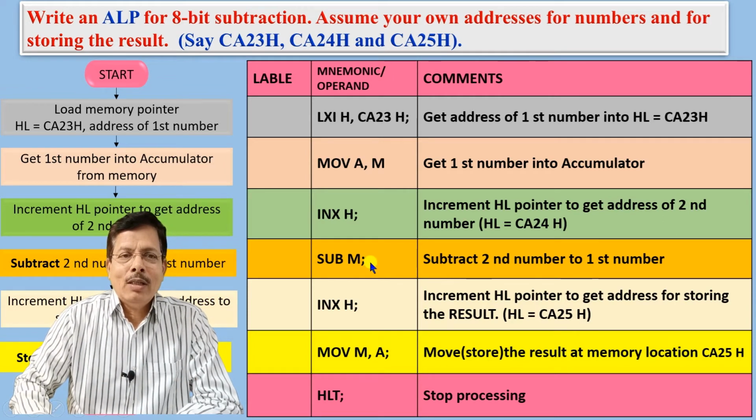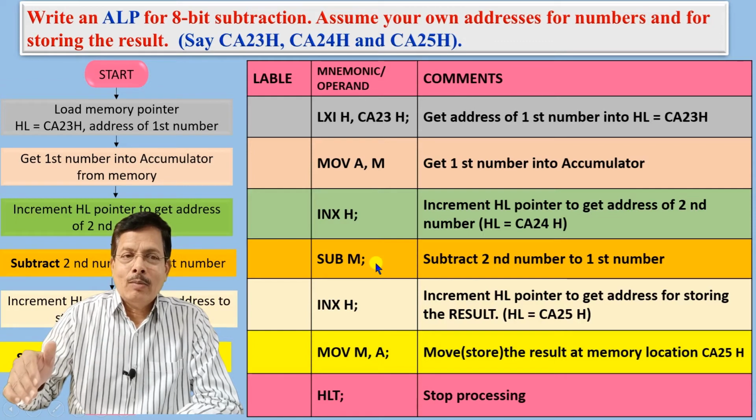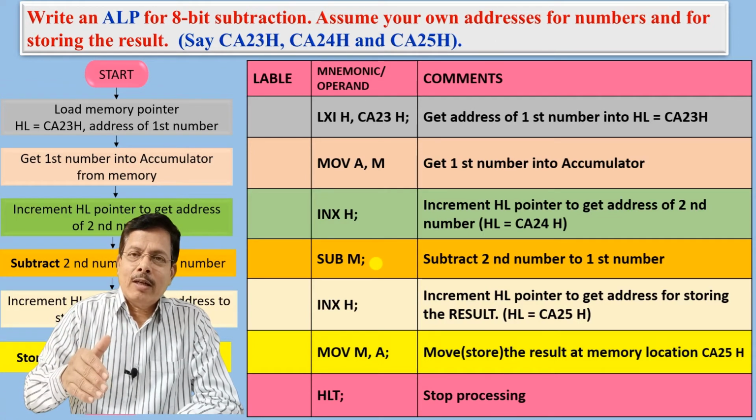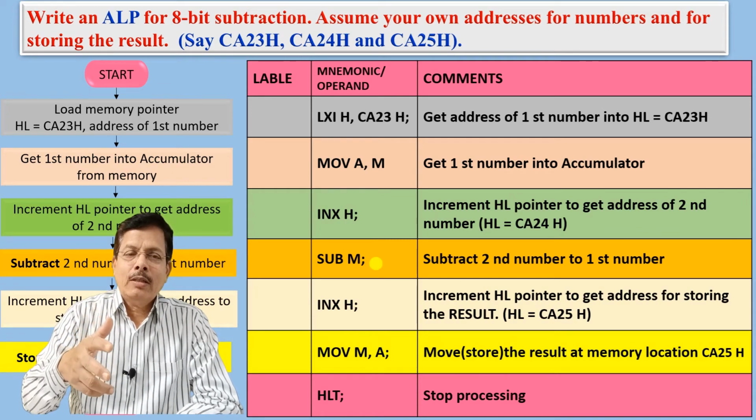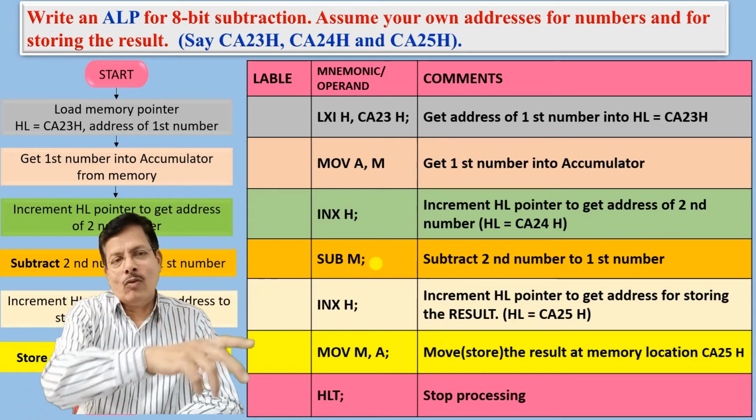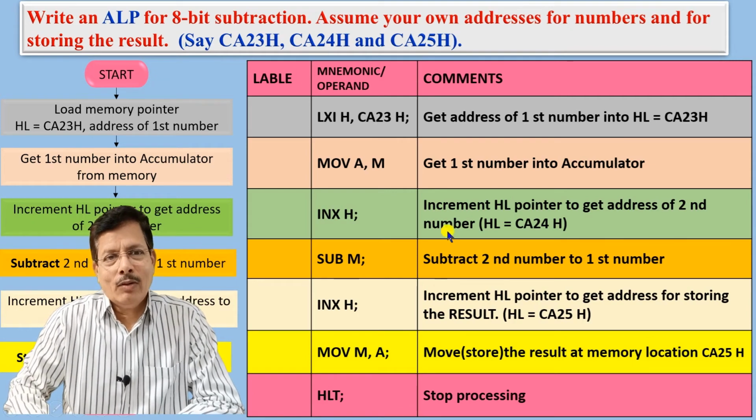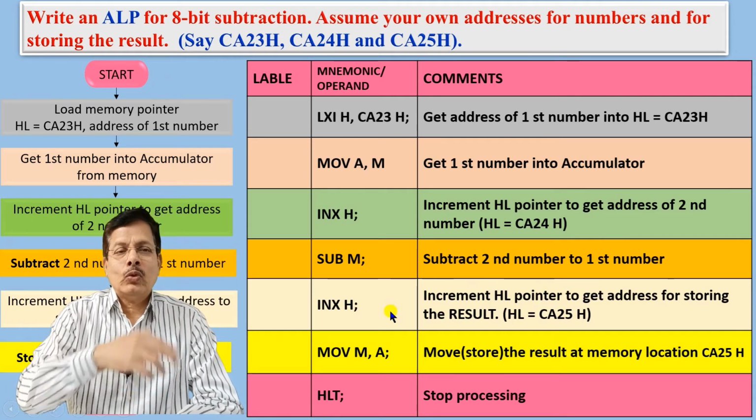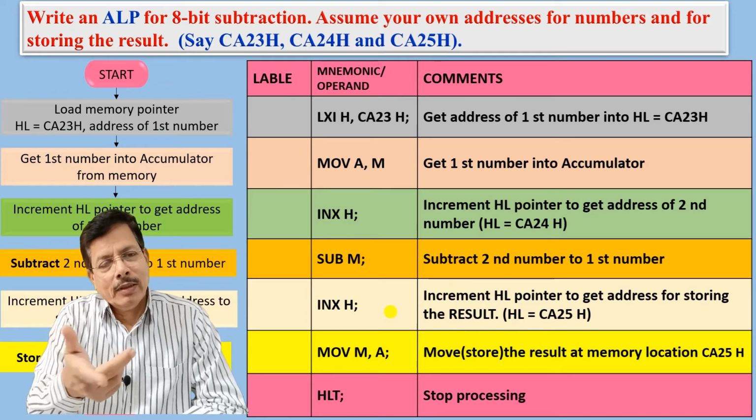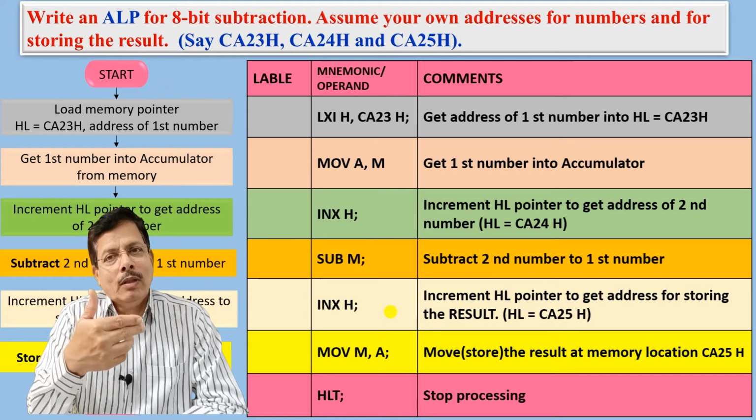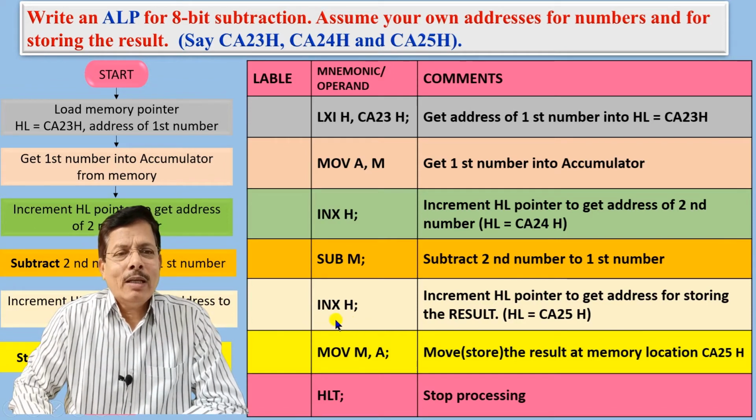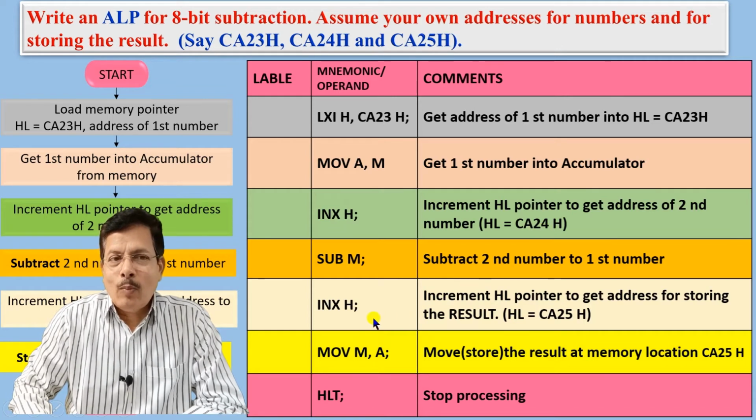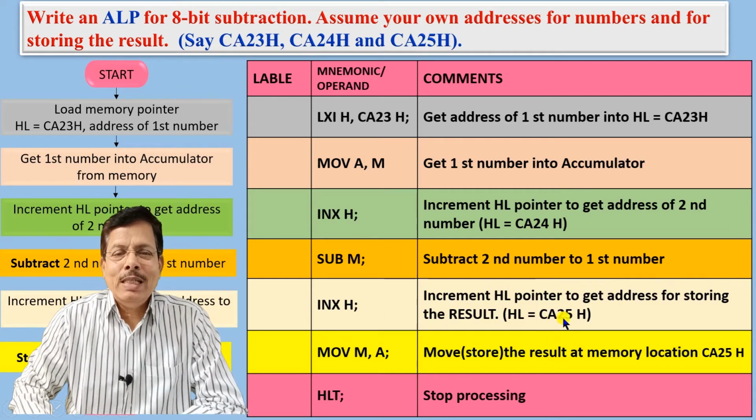So at this level, the second number, that is from the second location, will get subtracted from the accumulator, that is the first number, and the result, the difference between the two numbers, is now available in the accumulator. Now that the result is ready and we want to store it in the next location, once again we will have to update the HL pointer, and therefore increment the HL pair. So HL was CA24, upon incrementation it will become CA25.